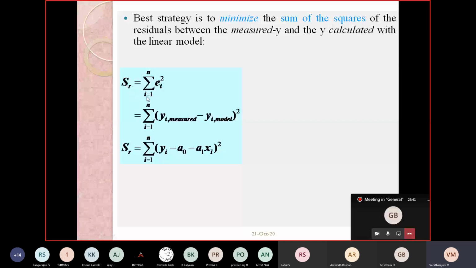SR is the summation of i equal to 1 to n of ei square. Why do we have power 2 on the RHS? See, in various cases, here, this is the error.